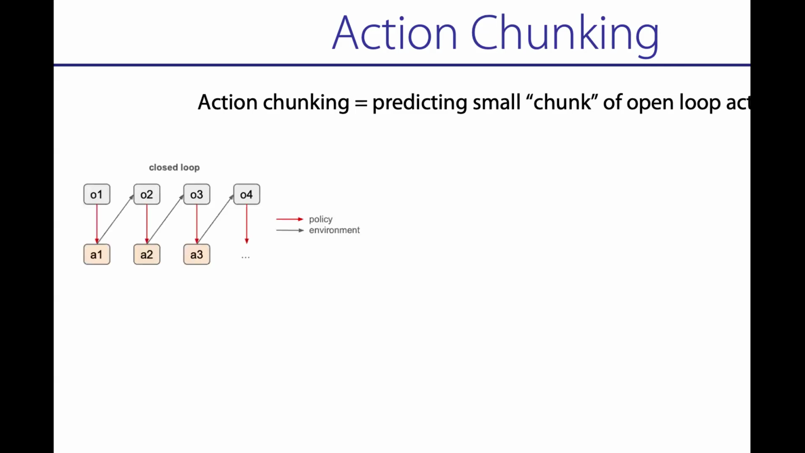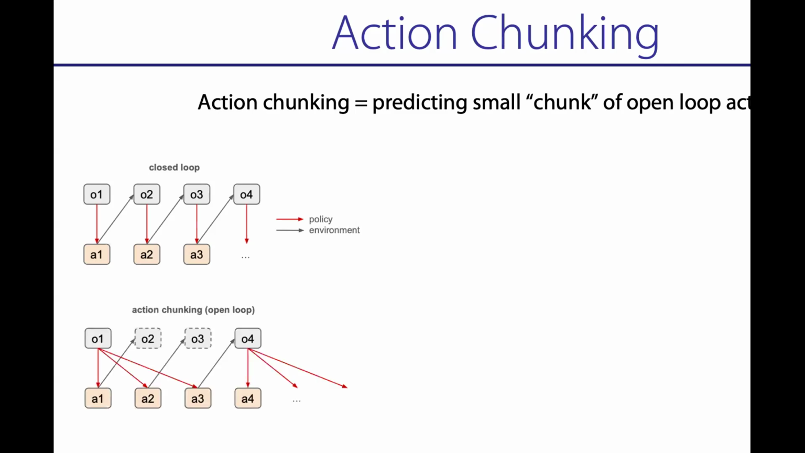Typically you're going to have closed loop execution. So you're going to have O1 predicts A1, A1 gets executed in the world, you go to O2, predict A2, A2 gets executed in the world, and you repeat. Closed loop execution is saying every time you predict one action, you run it, you see how you do, you repeat.